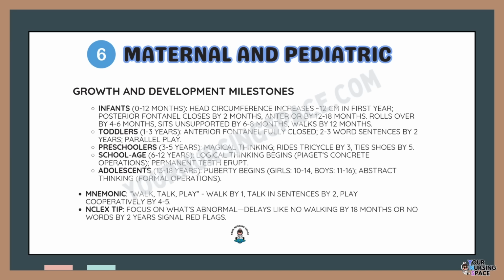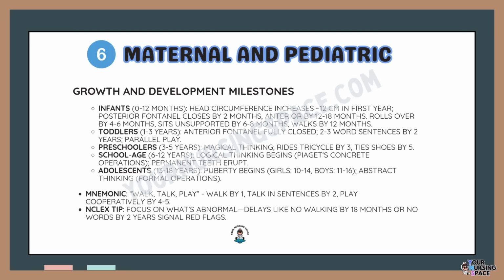Fast forward to toddlers, 1 to 3 years. That anterior fontanelle's fully closed, and they're chatting in 2 to 3 word sentences by age 2, like, "Me want juice." They're into parallel play, too, playing side by side, not really together yet. Preschoolers 3 to 5 get whimsical with magical thinking. Think a kid believing they made the rain stop. They're pedaling tricycles by 3 and tying shoes by 5.